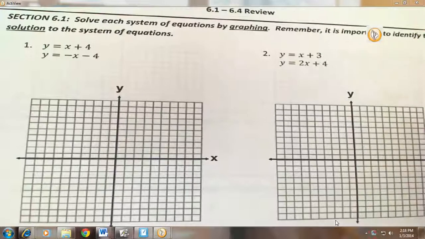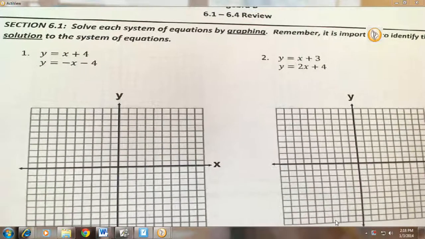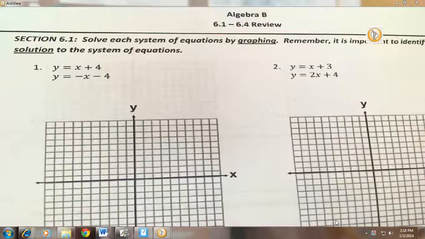We are going to be reviewing sections 6.1 through 6.4, which was solving systems of equations. There were three methods that we learned to solve. The first method in 6.1 was to solve by graphing.